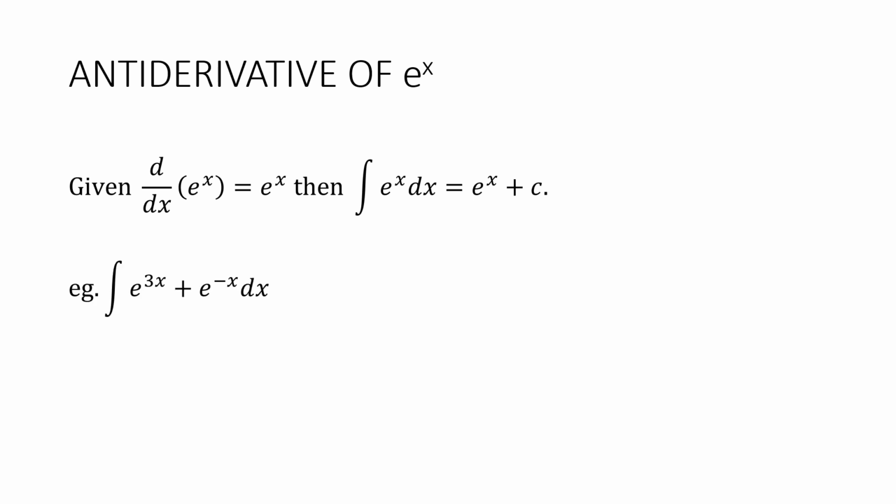Let's look at an example. Find the integral of e to the 3x plus e to the negative x dx. We've got two reverse chain rules here. We're going to integrate the outside, e just stays the same. Divide by the derivative of the inside function, which is 3. Same here. Integrate the outside, it will stay the same. Divide by the derivative of the inside function, which is negative 1, plus c.